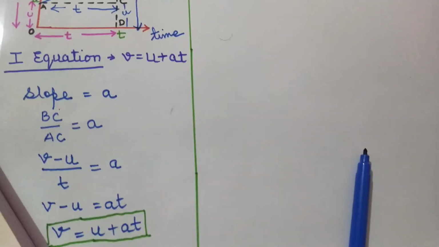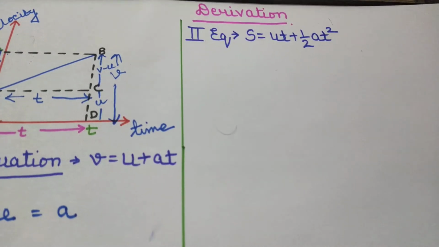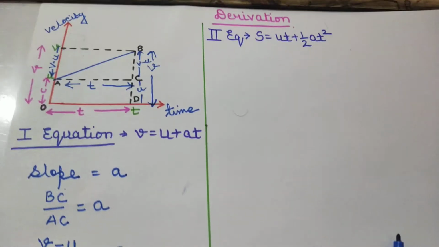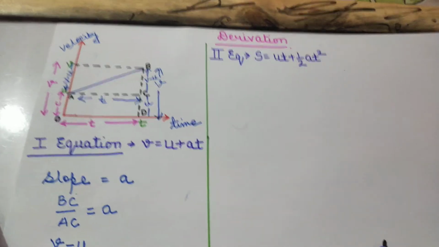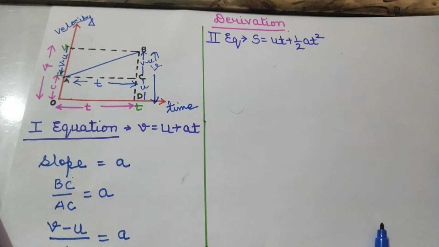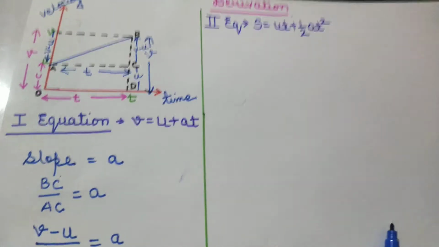Now we have completed the first equation of motion. Now moving on to our second equation of motion, S is equal to ut plus half at square. Now children, S, as I have told you, is displacement, not speed. And how do you get displacement from a velocity-time graph? Yes, by finding the area under the v-t graph.